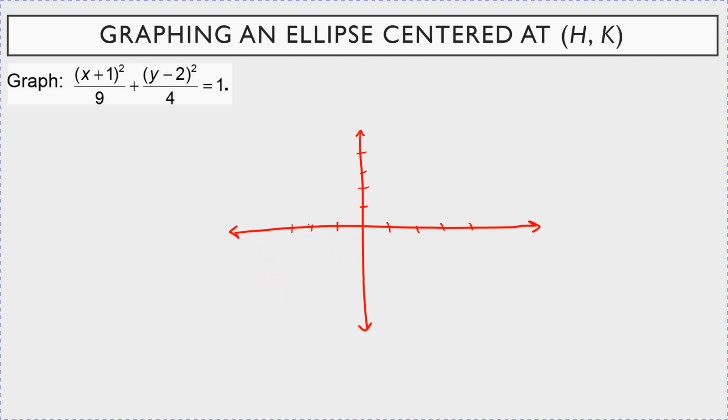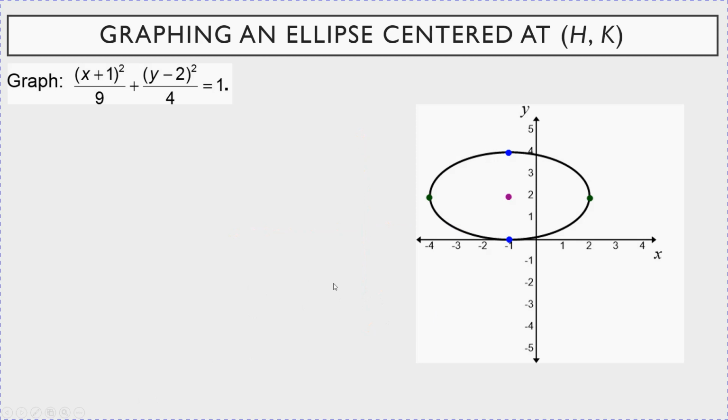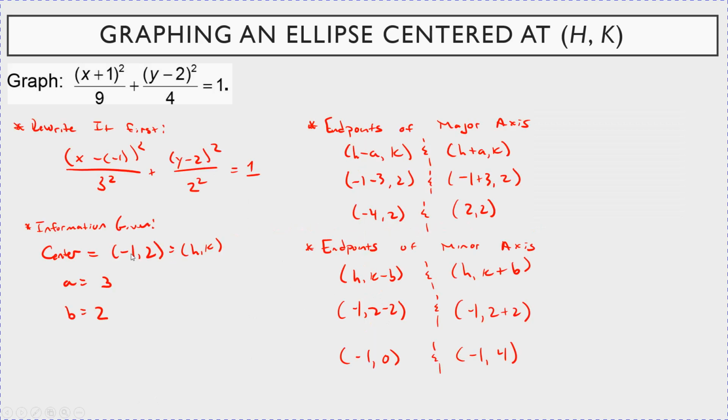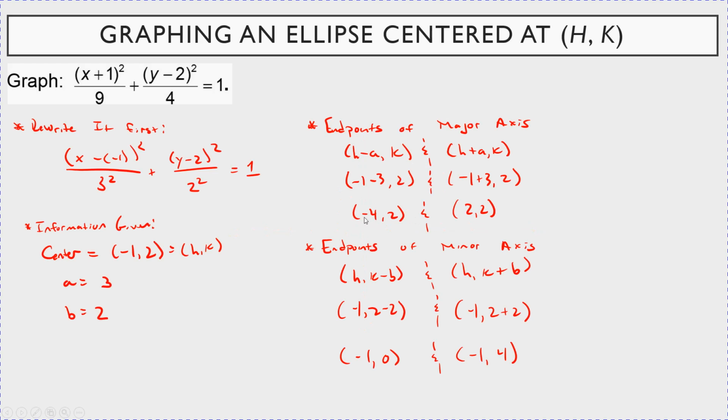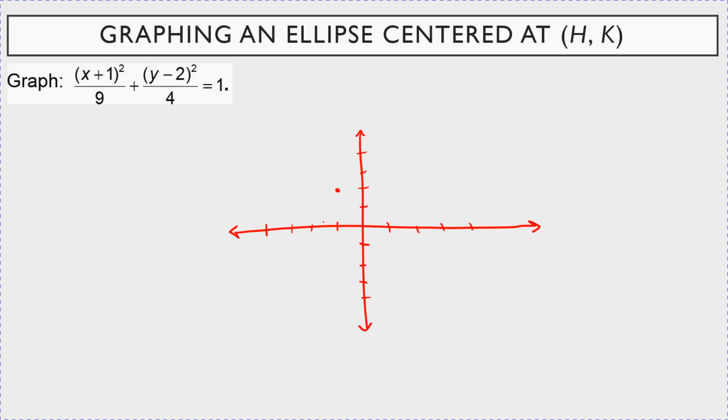Doing this by hand is not the easiest thing, and as you'll see on the next slide here, I have the perfect graph of it. But all right, so let's go back. Our center was -1 comma 2. So -1, 2. There's the center. Let's do the major axis. -4 comma 2 and 2 comma 2. -4, 2 and 2, 2.